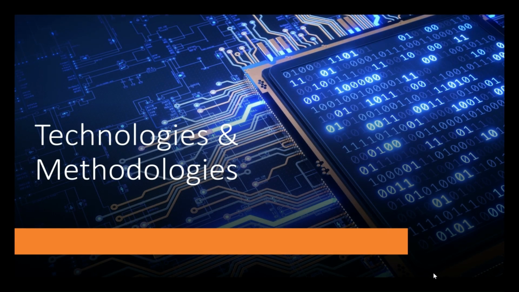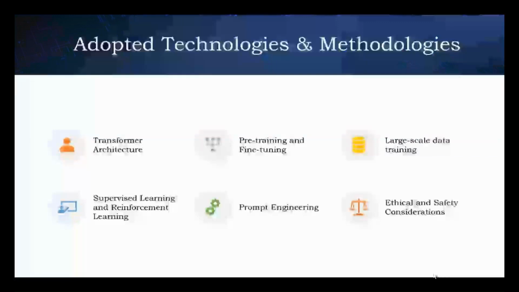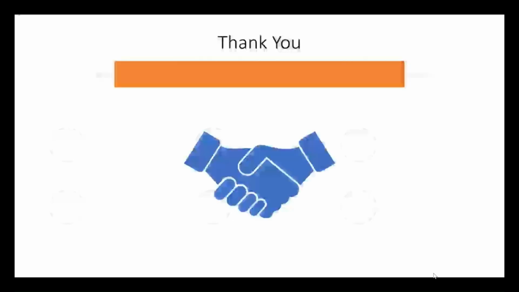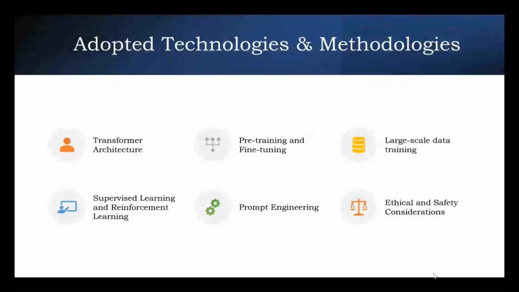Now coming to the technologies and methods utilized or adopted for the development of ChatGPT. Here we have the transformer architecture, pre-training and fine-tuning, large-scale data training, supervised learning and reinforcement learning, prompt engineering, ethical and safety considerations. These are the different techniques adopted and developed by the OpenAI members.